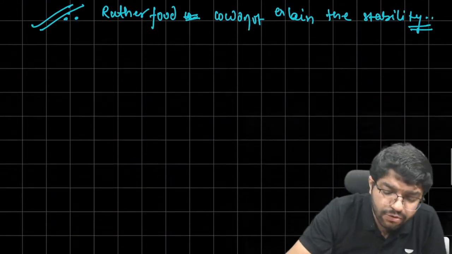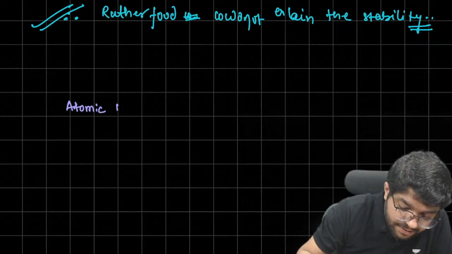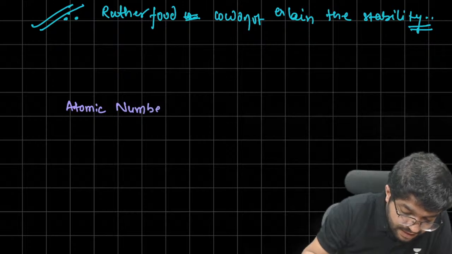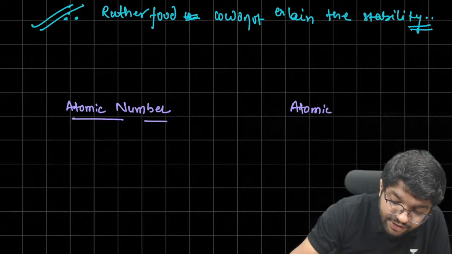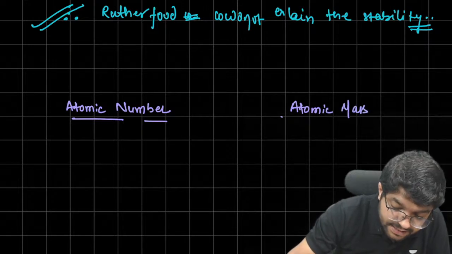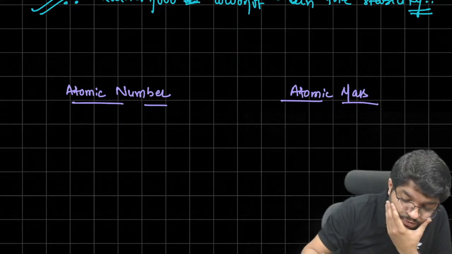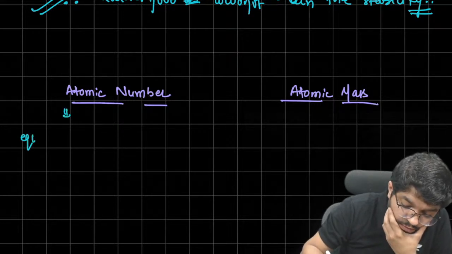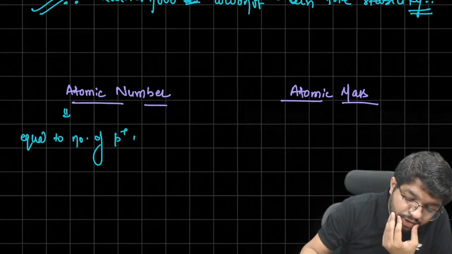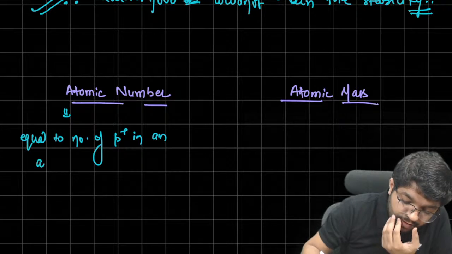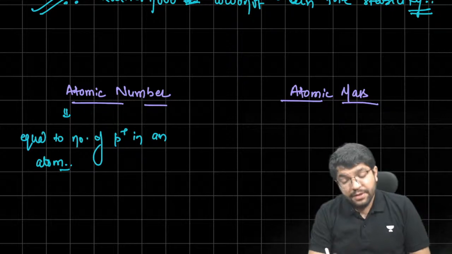Now here I talk about two more basics. One is called atomic number. The other one is called atomic mass. Quickly, we do this, we end it in the next 10 minutes. So atomic number is equal to the number of protons in an atom.